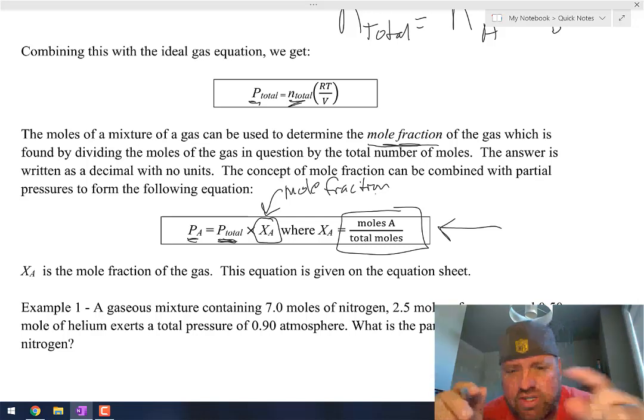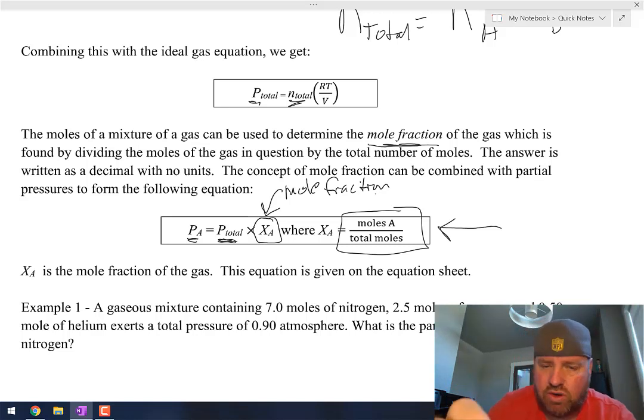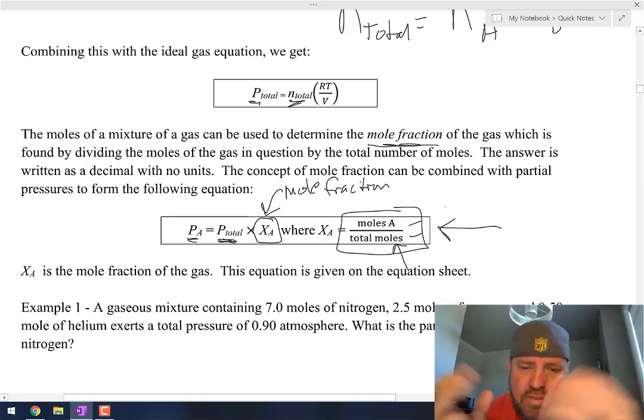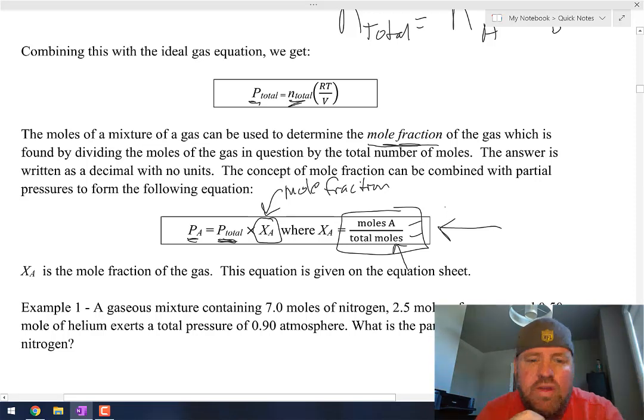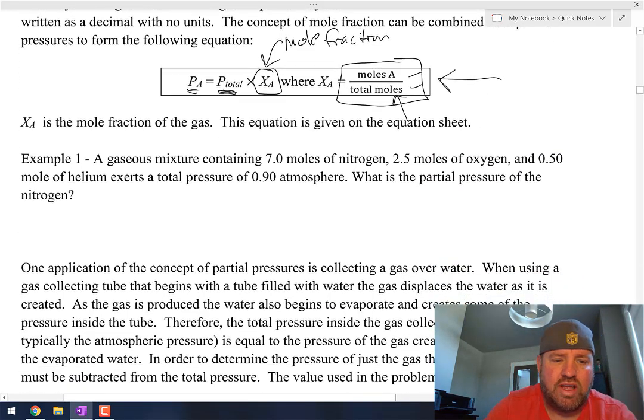Okay, now the mole fraction is a little bit misleading because the mole fraction is written as a decimal. So even though you write it as a fraction, you still get an answer that's going to be in decimal form. Not a percent, just a 0.52 or a 0.41, something like that. Okay, so let's look at an example of this.